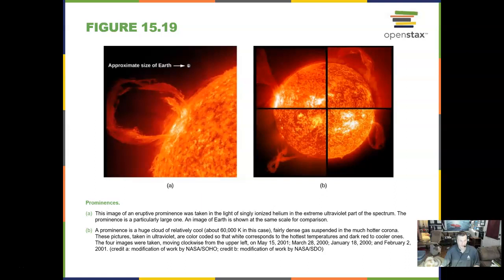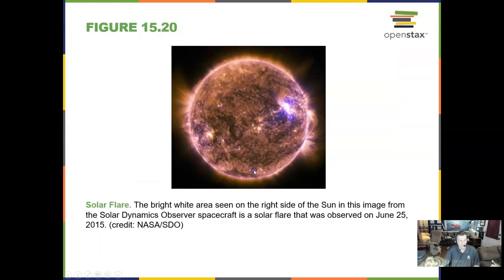Prominences are large eruptions on the Sun. You saw a picture of the Earth earlier next to one. A solar flare comes from the Sun, and we see one here in white coming out. These are hot, large explosions, very intense.